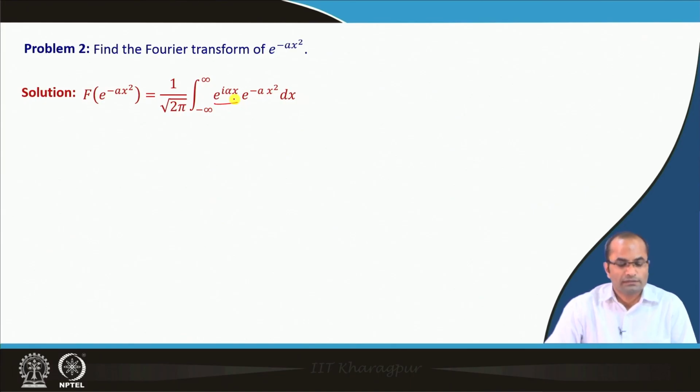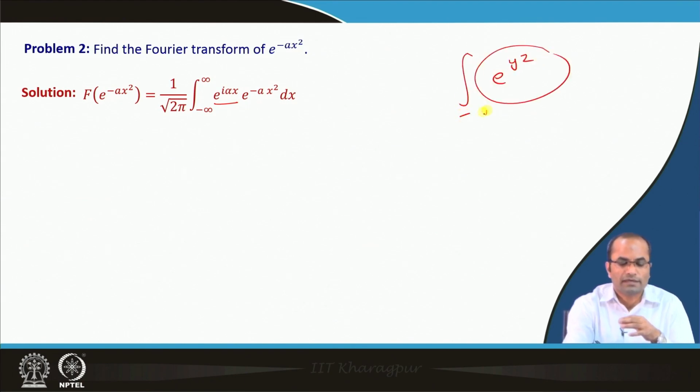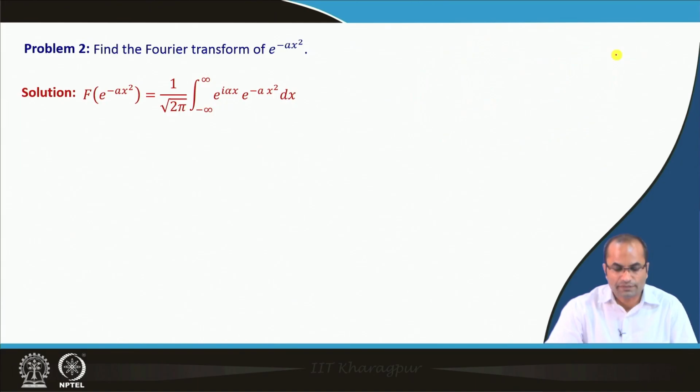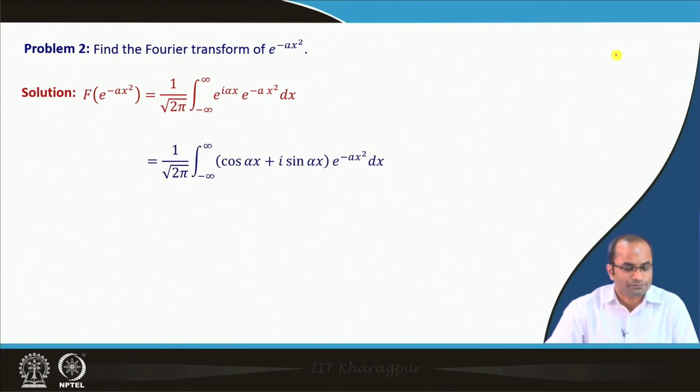In this case the trick is that we have to make the power of e a square function, and if we are able to convert to something like e power y square, and then the integral from minus infinity to plus infinity, we know the value of such integrals. That is the objective here. If we can convert this integral into that type of integral, then we can evaluate it in closed form.